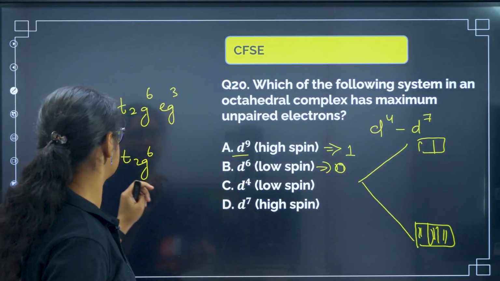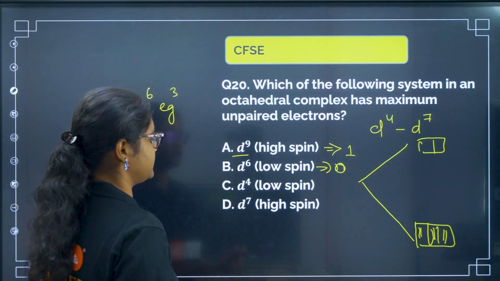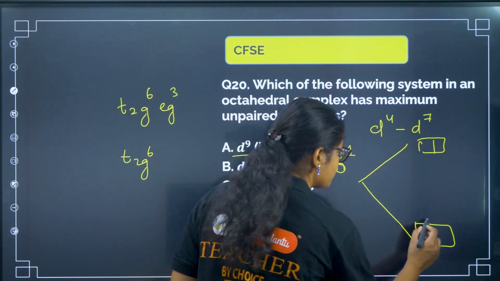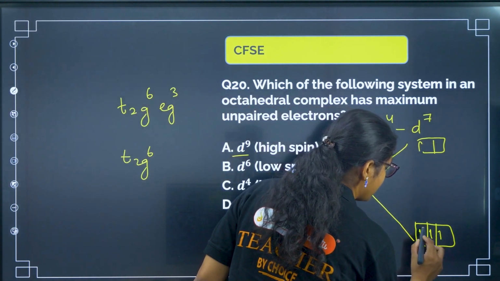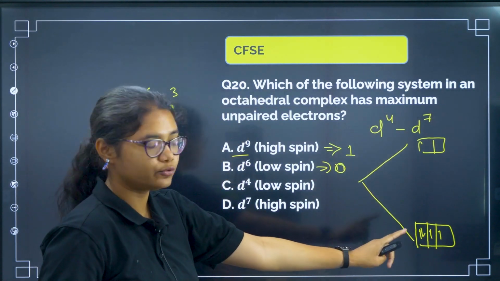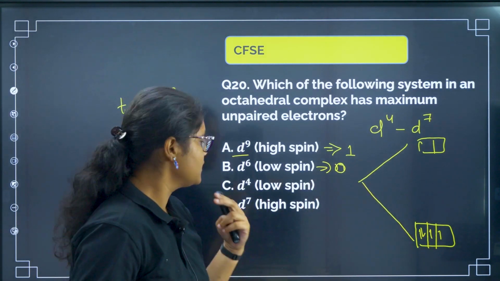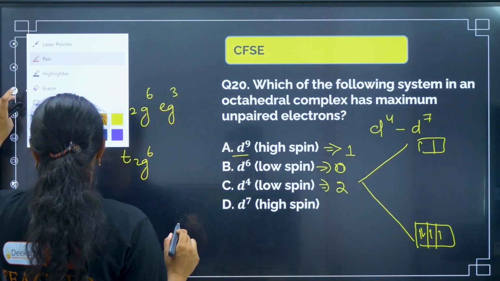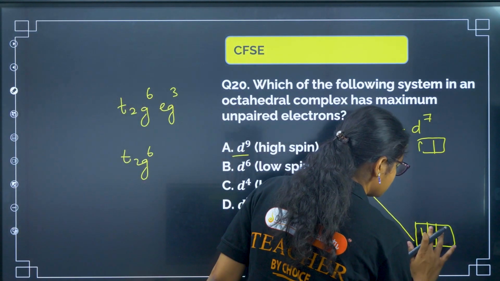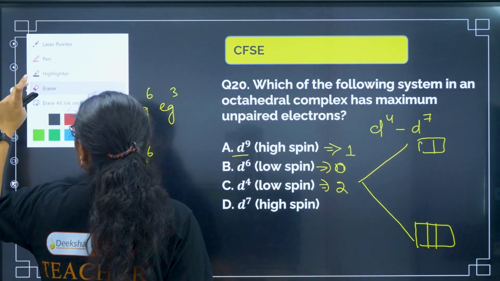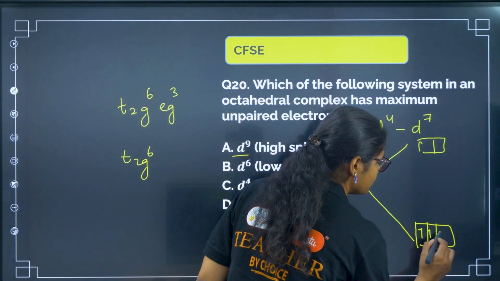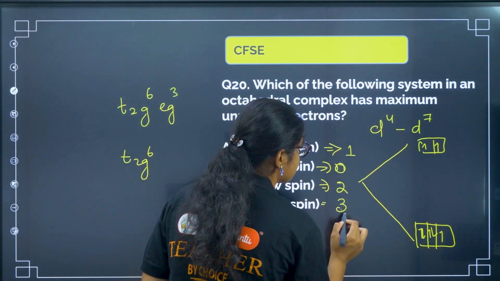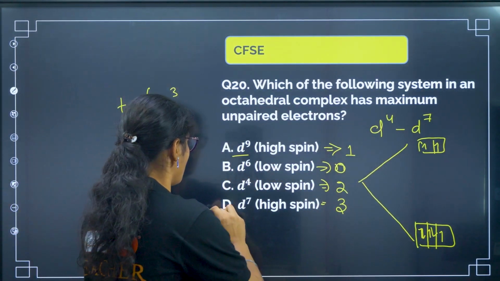Now coming to D4 low spin. If we have D4 low spin, again I'll fill here. Okay. So 1, 2, 3 and 4. D4 low spin, 1, 2, 3 and 4. Low spin means pairing will take place. So number of unpaired electrons here is 2. Now D7 high spin. If you want to do D7 high spin, it means there should not be any pairing. So 1, 2, 3, 4, 5, 6 and 7. So number of unpaired electrons is 3. So the correct answer for this question is option D.